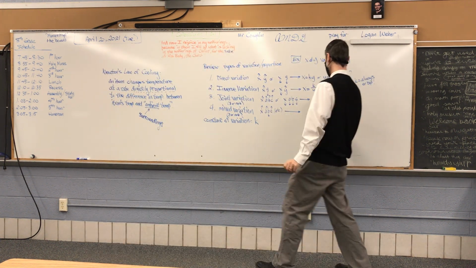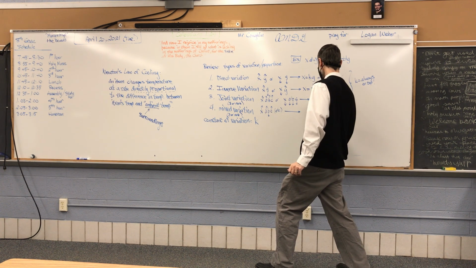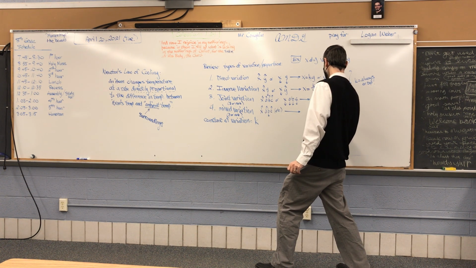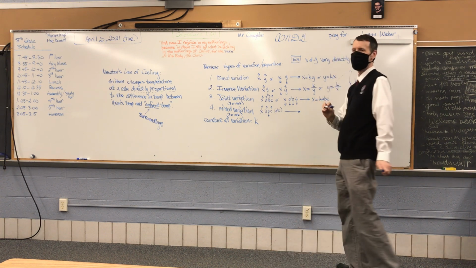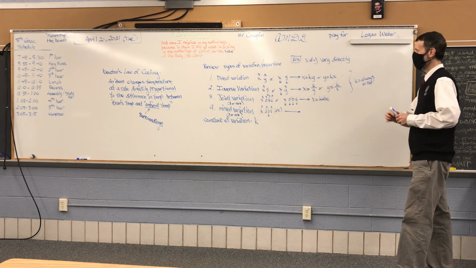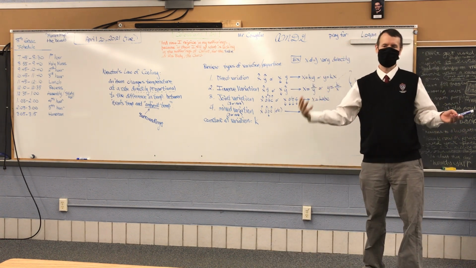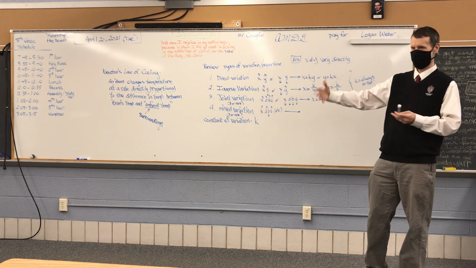But just for joint variation, it might be this: x equals k times a times b times c. In other words, it's just a bigger version of direct variation. You just multiply all the way out.